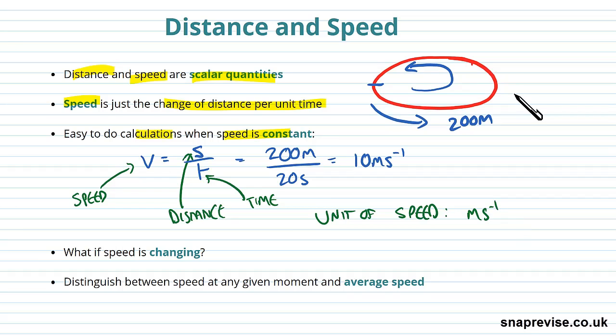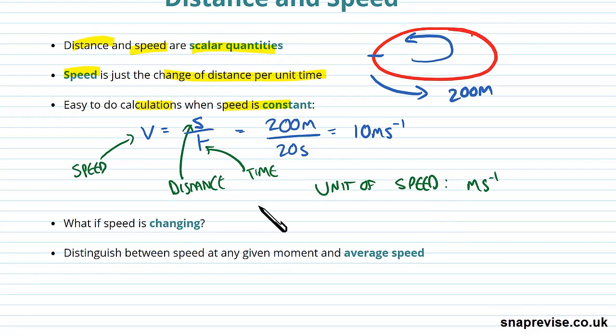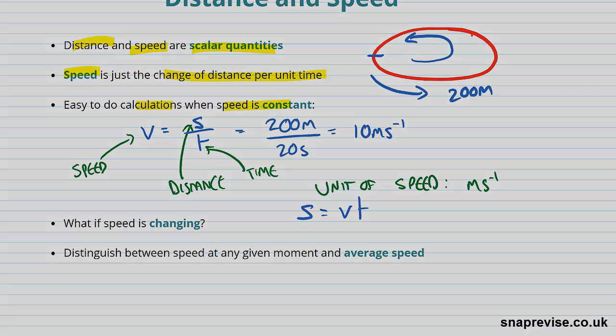And equally, say we were given a constant speed v, and we wanted to find the distance travelled in a certain amount of time, that would simply be found by s equals vt. We can simply multiply our speed by our time to get the distance. But this only works when our speed is constant. So what if our speed is changing?